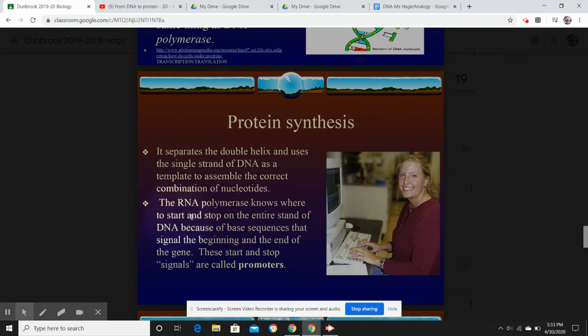This is important, where to start and stop on the entire strand of DNA, because the base sequences signal the beginning and end of the gene. These are called start and stop promoters.